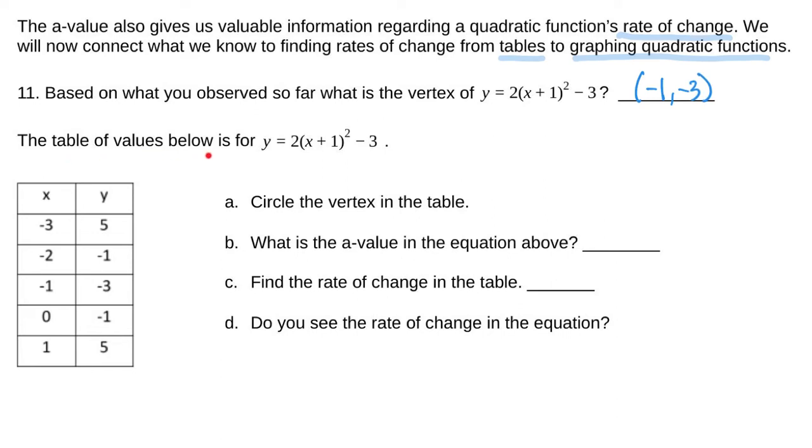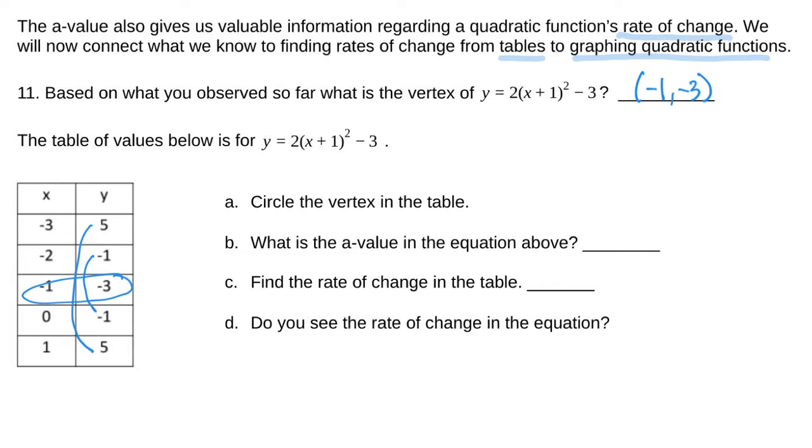Then it says the table below is for this function. And so you can see right here, this confirms that this is the vertex. So we're going to circle the vertex in the table. Part of how we know that this is the vertex is because we see these partner points right here, just like we did when we were graphing this in Desmos earlier.